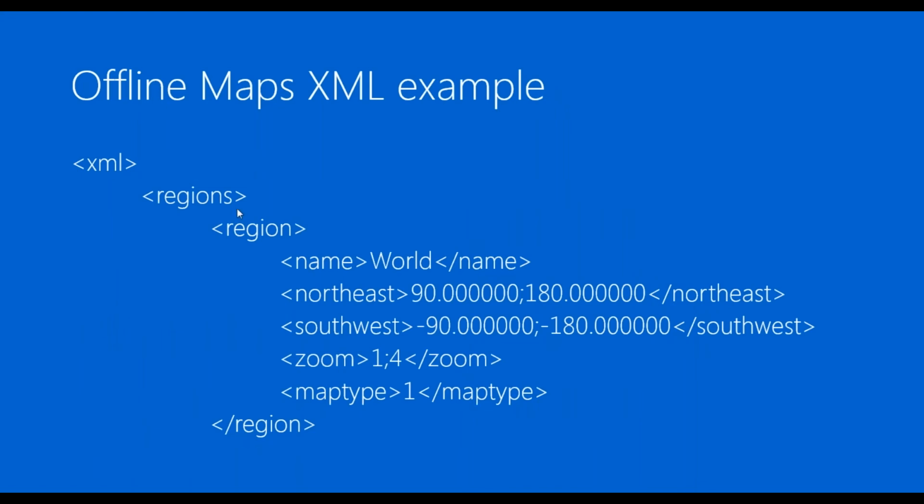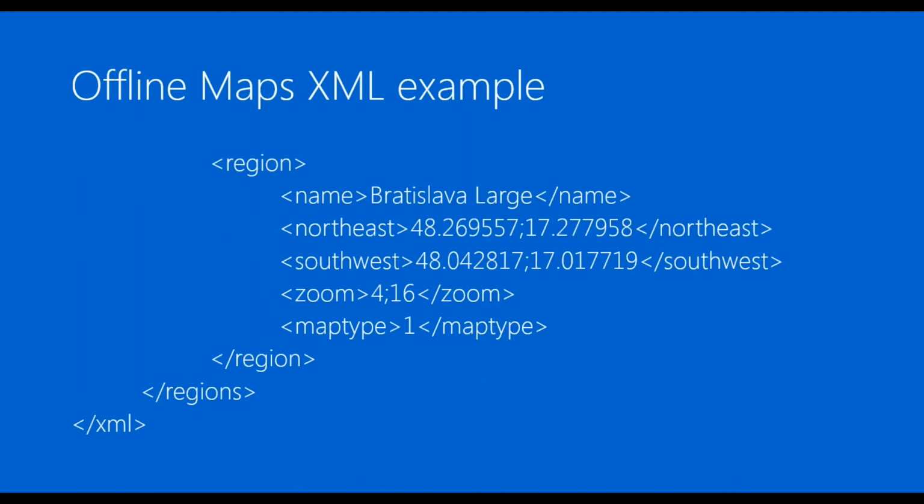This is how one actual XML looks. It starts with the regions, and one of the regions looks, for example, like this. It's the region for the world, so basically the full map. It's only from zoom 1 to 4, so not very detailed, and it's also only for the street type of map. Then I have also another region, which is in Bratislava. As you can see, now the rectangle is much smaller, and the zoom level is from 4 to 16, so this is much more detailed.